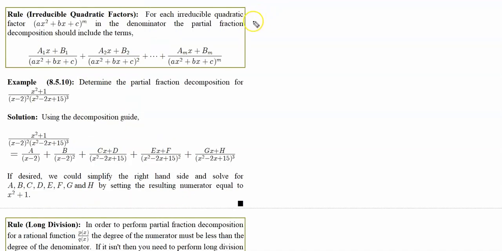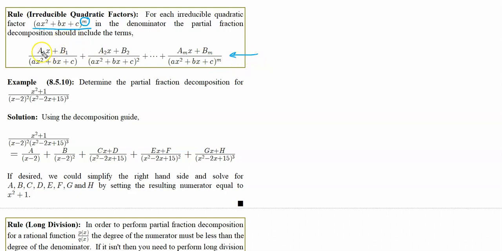Now here we have a rule for when you have irreducible quadratics in the factorization of the denominator of your rational function that you want to integrate. So for each irreducible quadratic that you have of this form, so the ax squared plus bx plus c would be an irreducible quadratic, so it cannot be factored over the real numbers, and it is raised to the mth power. So when this factor occurs in the factorization of the denominator of your rational function, then you should include these terms in your partial fraction decomposition.